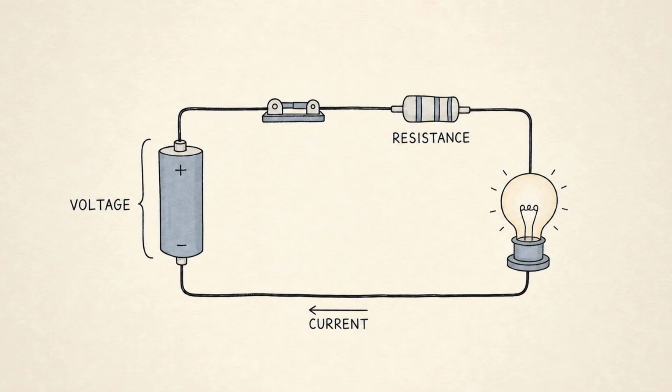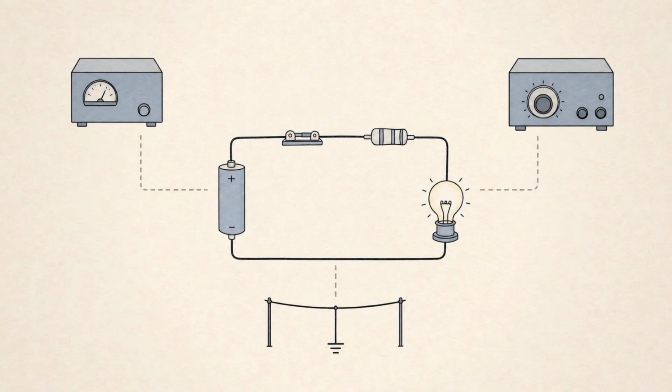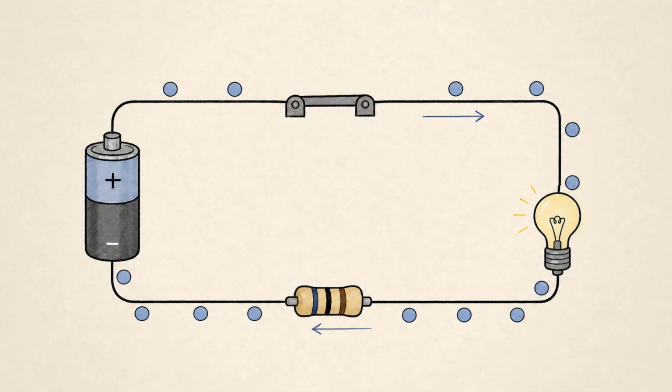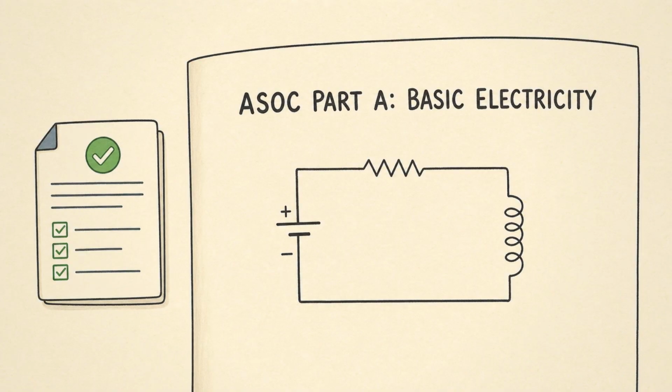These three ideas, current, voltage, and resistance, are the starting point for basic electronics, and they appear again and again in amateur radio, in power supplies, transmitters, receivers, antennas, and safety questions. So before getting into radio waves, tuning, or antennas, this episode starts with the basic electrical quantities the ASOC syllabus expects you to know.